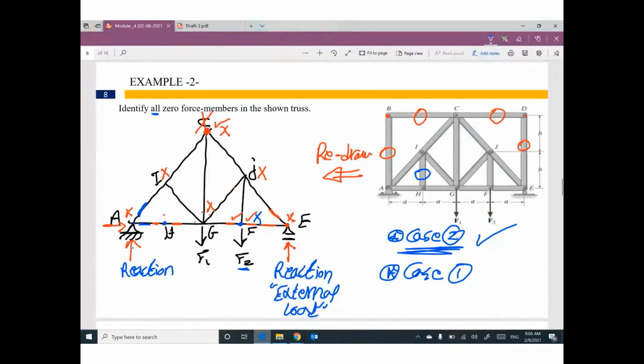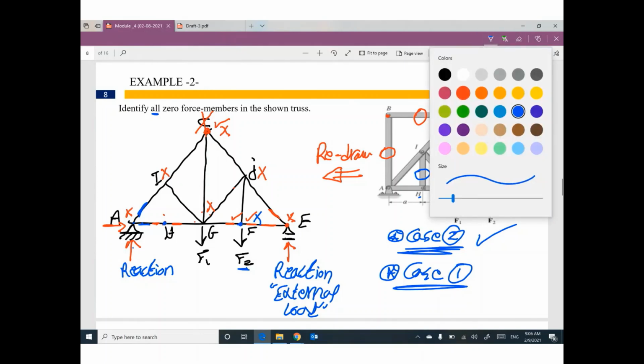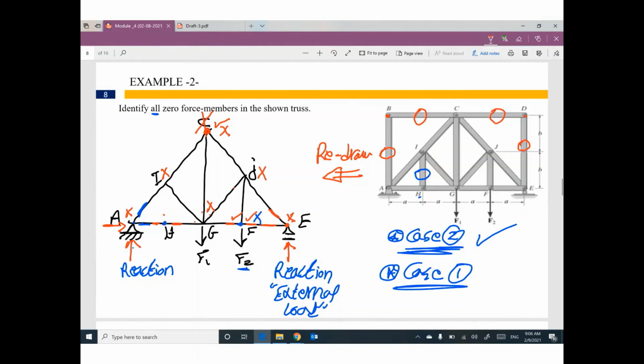Guys, after you are done and you deleted member HI because it's 0, please recheck one more time for case number 1. Why? Probably something will change. Nothing changes at A, it's still not fit. C not fit. J not fit. E not fit. F not fit. G not fit.